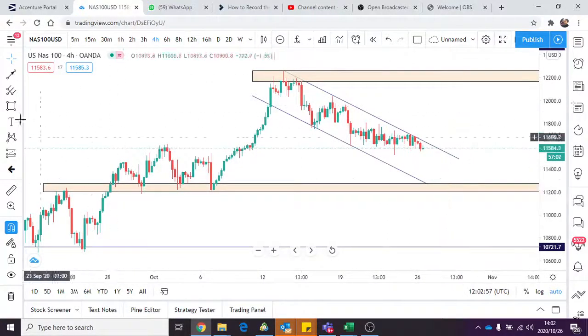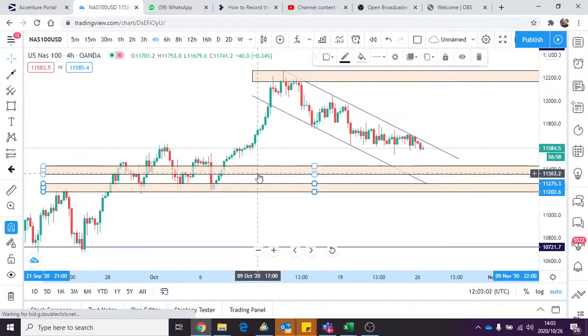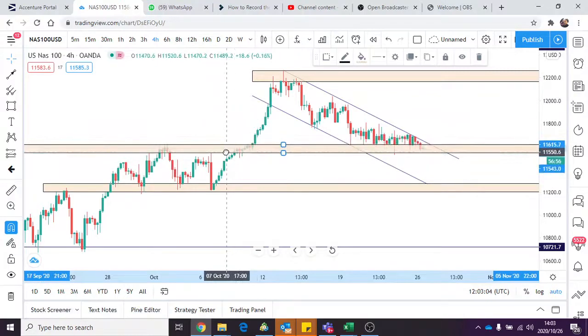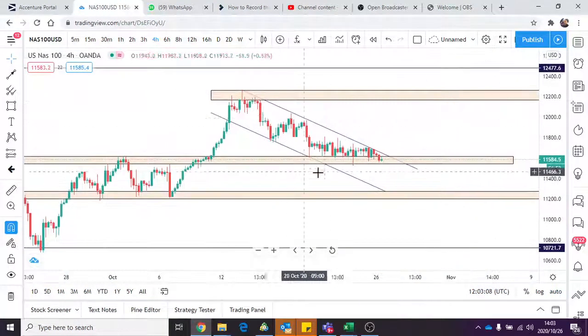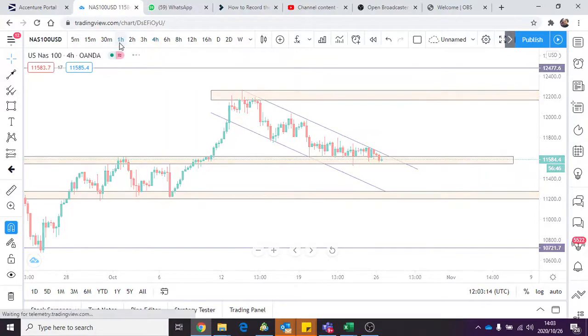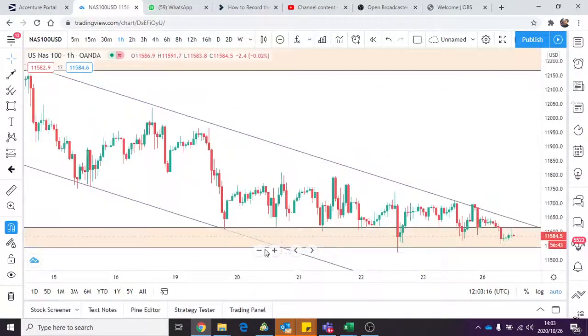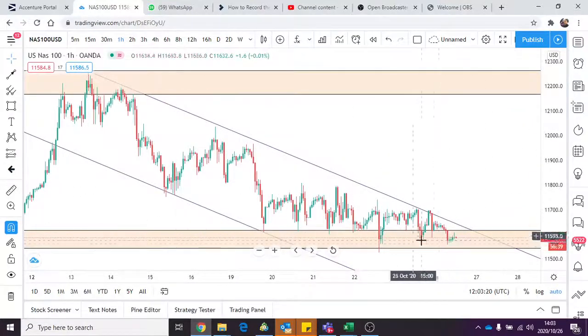It's the same area, just that it was removed because I said things that I draw on D1 must display there and not on the hours. Sometimes they're a bit messy. But yeah, we're still in the same area, and price is still stuck there. Now what I did is I went further down to look for further confirmations on lower time frames. We're still within the channel.